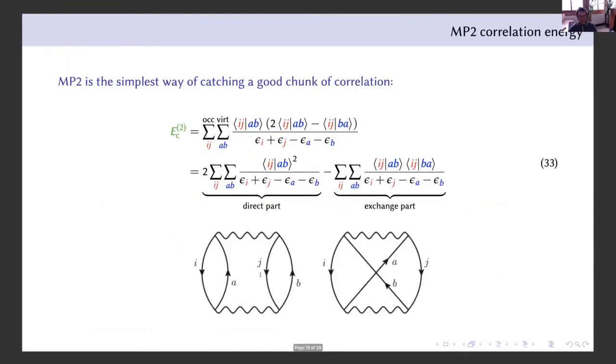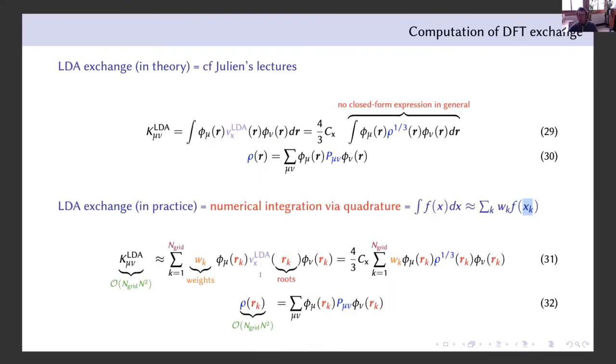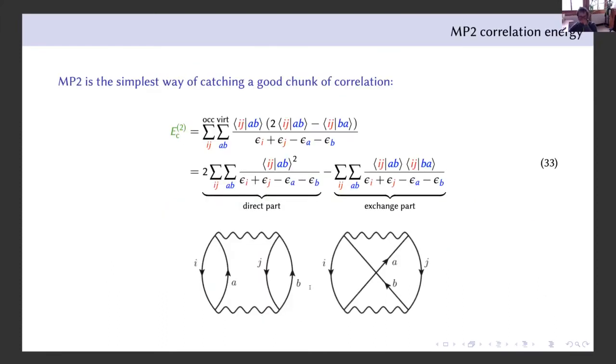Okay. So now let's try to move to correlation. What time is it? Okay, not too bad. So let's take the simplest. If you want to catch a good chunk of correlation at not too much cost, you're probably going to use MP2. MP2 is a very well-known method, and it's very easy to write down the equation and to code as well. So usually people use this.